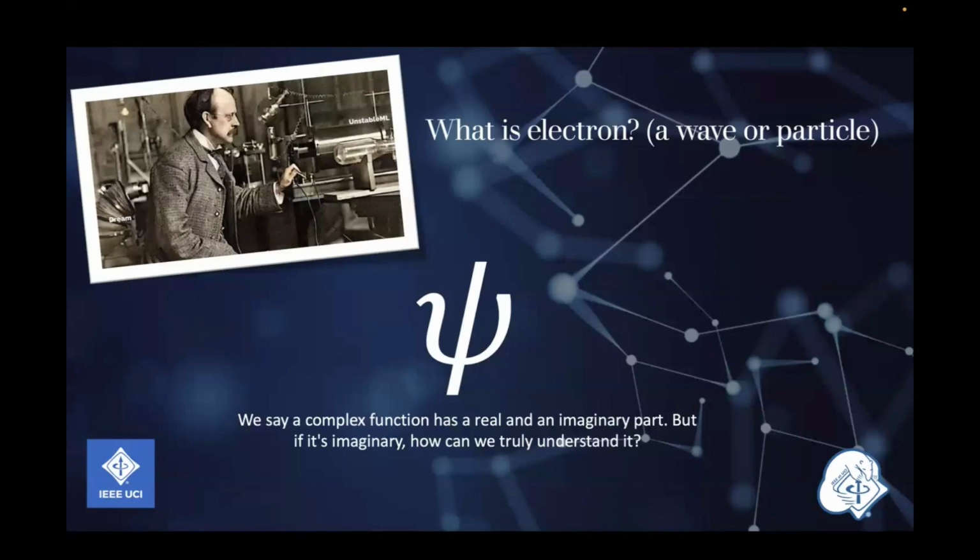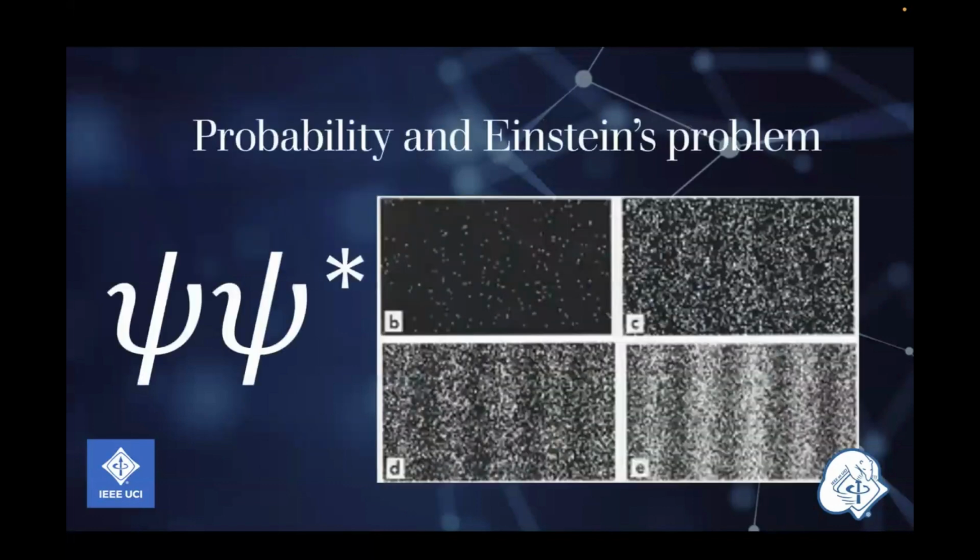So somebody comes up and says, okay, we cannot understand this psi because it has some imaginary part. But if, and only if, I multiply it by its conjugate, then I have something that is completely real.